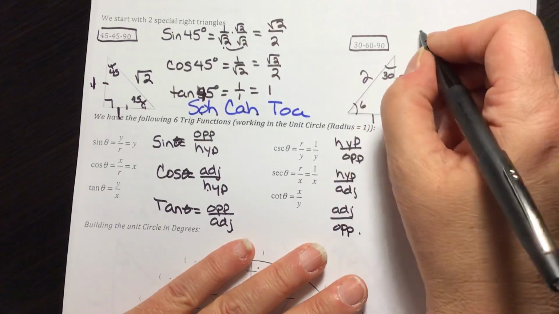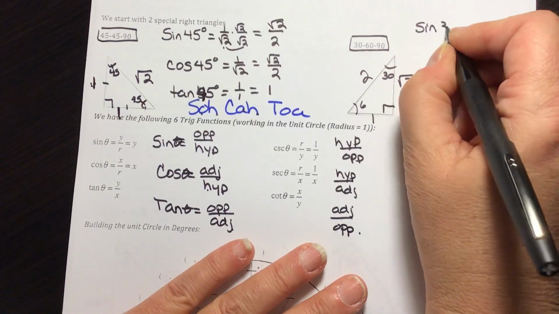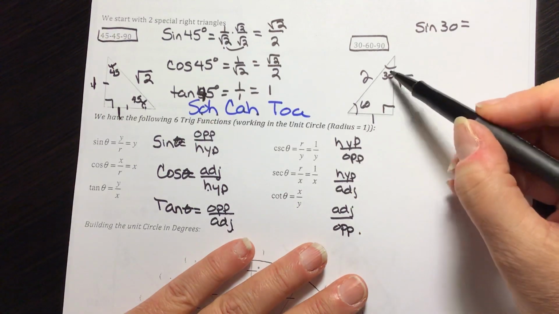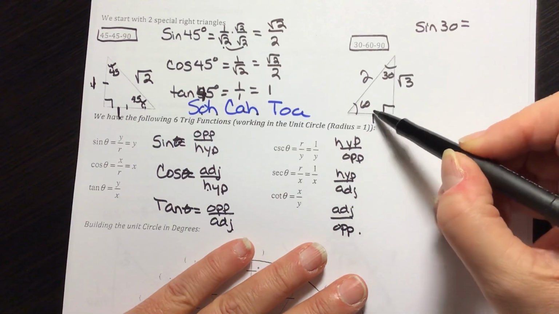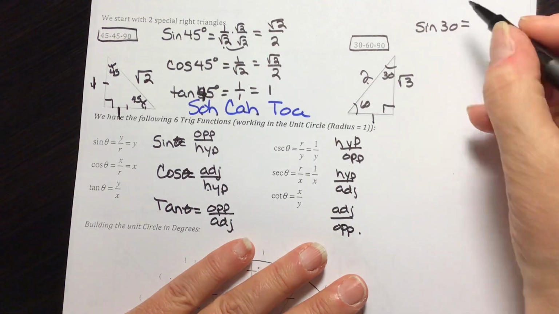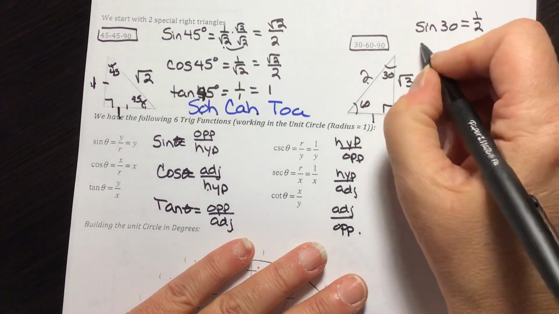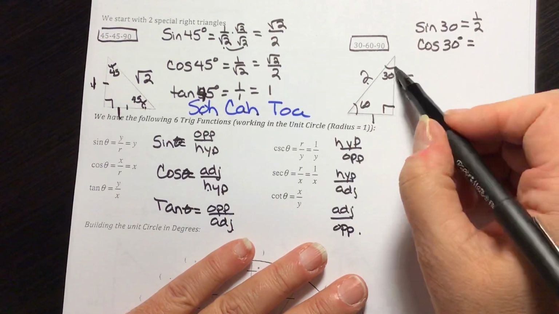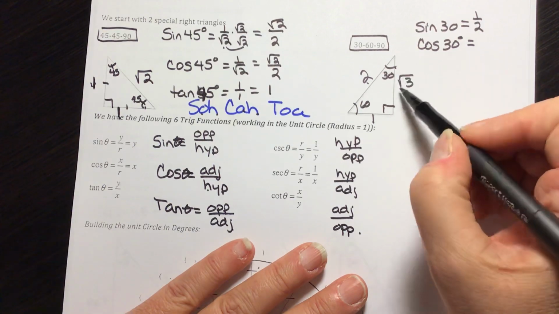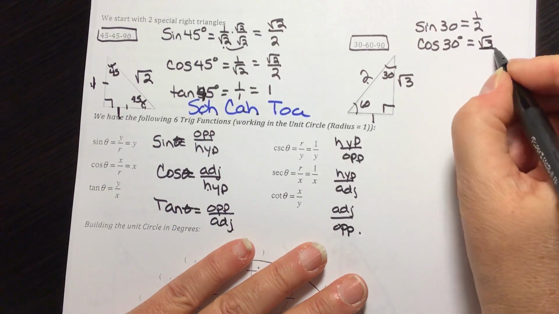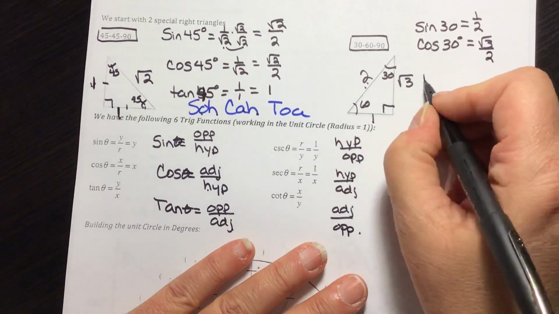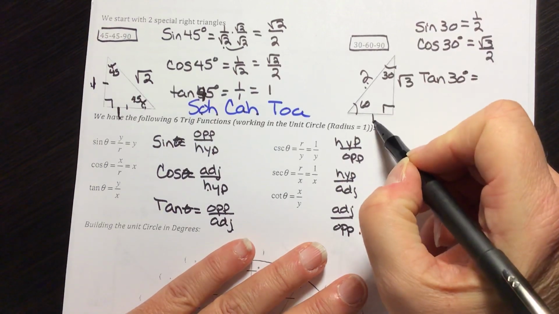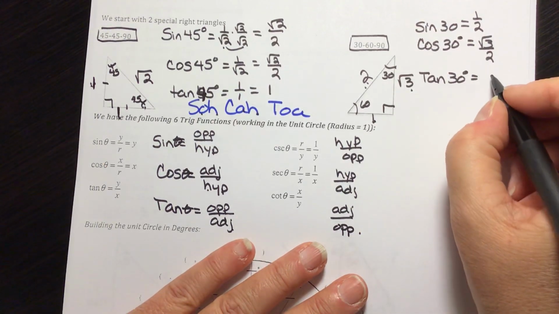30-degree angle. So if I look at sine of 30, I'm going to look at my 30-degree angle. Opposite over hypotenuse. The side opposite is 1, hypotenuse is 2. So this is 1/2. Cosine of 30. Cosine is the side adjacent, which is square root of 3, over my hypotenuse, which is 2. And tangent of 30 is the side opposite, which is 1, over the square root of 3, the adjacent side.